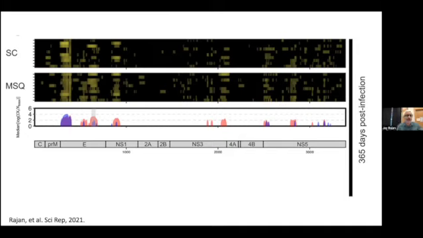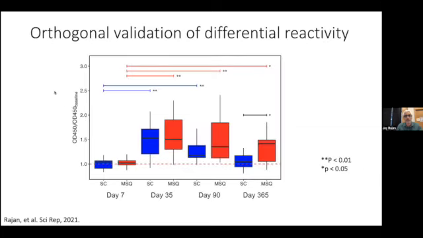So that gray region was the one I was particularly interested in, and I was able to validate that orthogonally using an ELISA, where I generated that entire protein fragment. There was prolonged reactivity in mosquito-infected, but not in subcutaneously infected animals, and I was essentially able to recapitulate the result I observed by PhIP-Seq using an orthogonal assay, in this case ELISA.